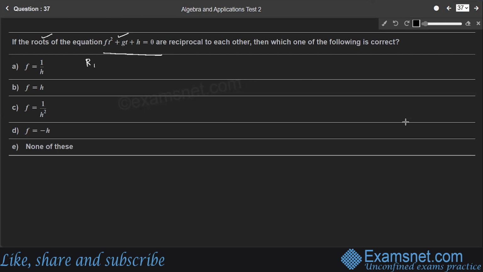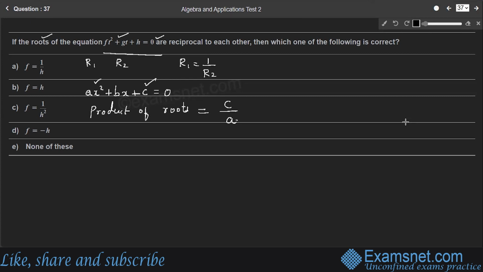and R2 are the roots, then R1 is reciprocal to R2. That means R1 is equal to 1 by R2, or R2 is equal to 1 by R1. Both are the same, right? So let us equate the given quadratic equation to the general equation, which is ax square plus bx plus c is equal to 0. In any quadratic equation, the product of the roots is always equal to c by a, where c is the constant divided by the coefficient of x square, right?